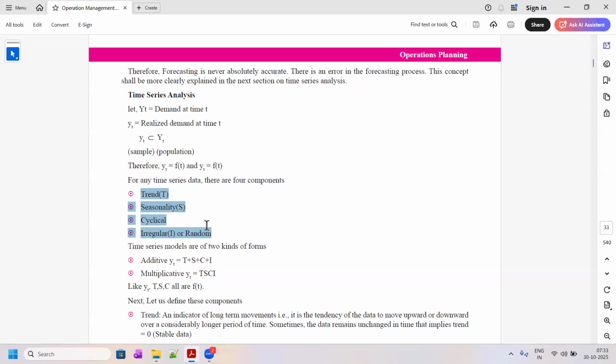So cyclicity is something which you connect more with the economic phases of recession, depression, hyperinflation, or recovery, or any kind of such behavior. Then it is called cyclicity or cyclical variation. So basically, there are four components of time series data. It can be trend, seasonality, cyclical variation, or random variation. Random variation is something which is random, which you cannot follow by using any kind of mathematical model.